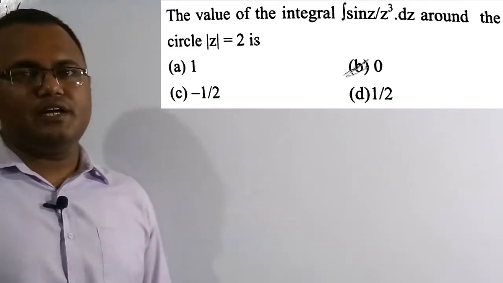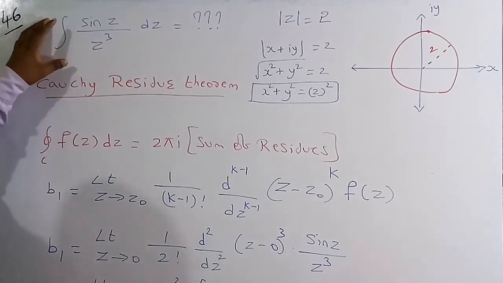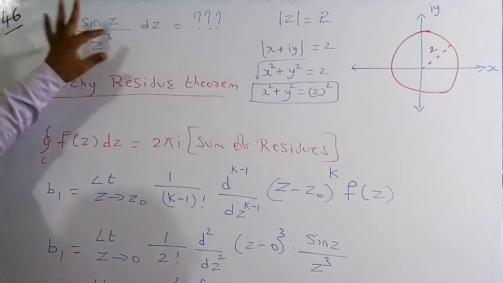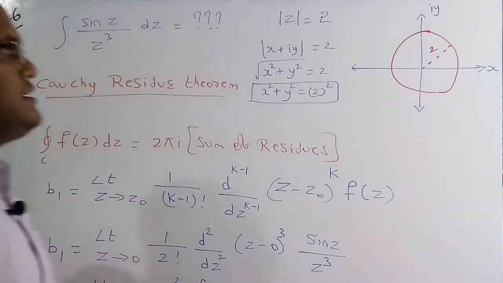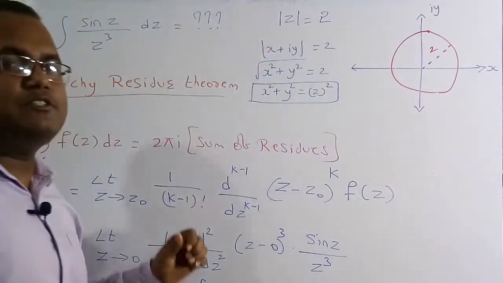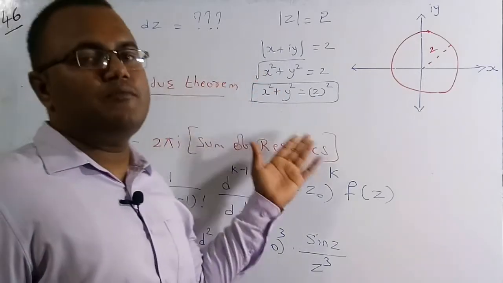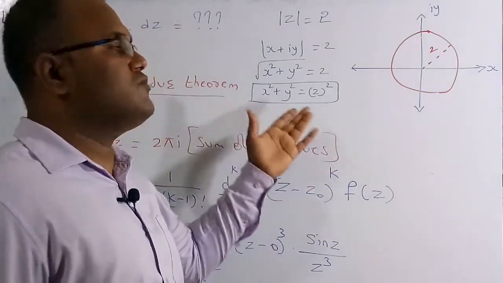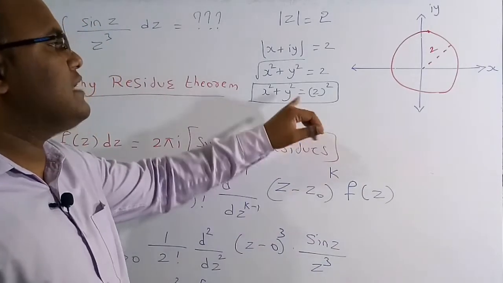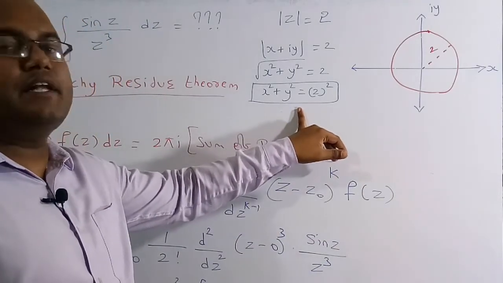So let's solve this numerical. They have given an integration in a closed loop, sin z by z cube dz, which we need to figure out. The curve is mod z is equal to 2. So z is equal to x plus iy. The modulus of that is the square root of x square plus y square, and if I square both sides, I get x square plus y square is equal to 2 square. So it is a circle with center 0, 0 and a radius of 2.